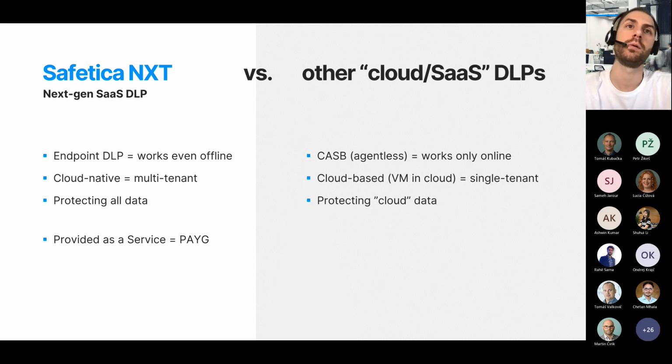Or some vendors talk about cloud or SaaS DLPs in cases when they are protecting, I would say, just cloud data, meaning only data that are in the cloud storages or only data in SaaS, software as a service, applications. So these are the biggest differences. Hopefully, I made it understandable.